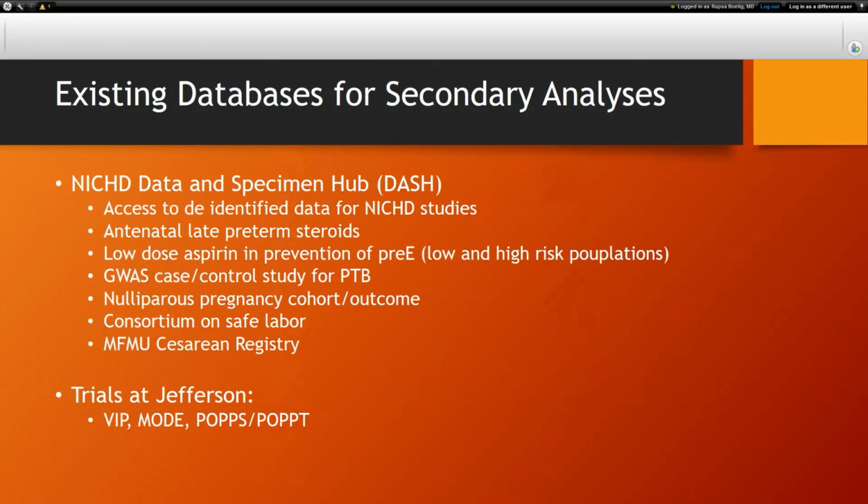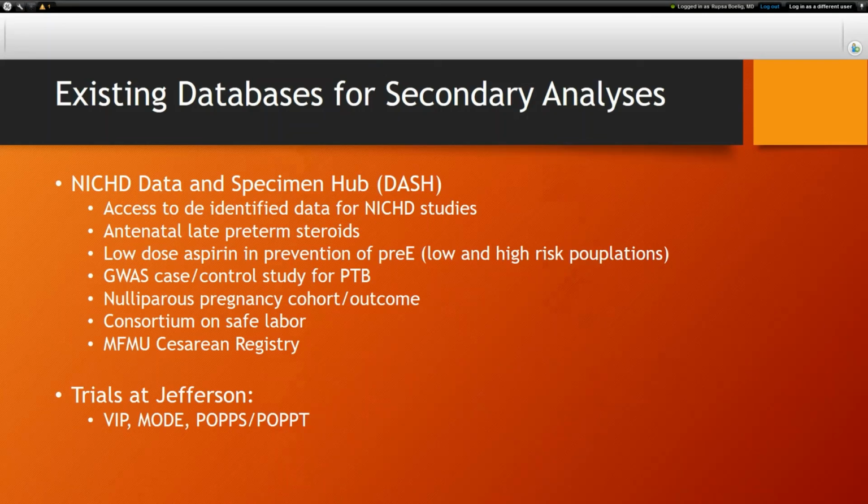There are some great existing databases for secondary analysis. So NICHD has DASH, the Data and Specimen Hub. You can request de-identified data that's free for NICHD studies. Usually it's not studies that were completed in the past year, but I don't know if it's one year or a few years, whatever the cutoff is for when they have to make that data available. But you can go online and see what studies are there.